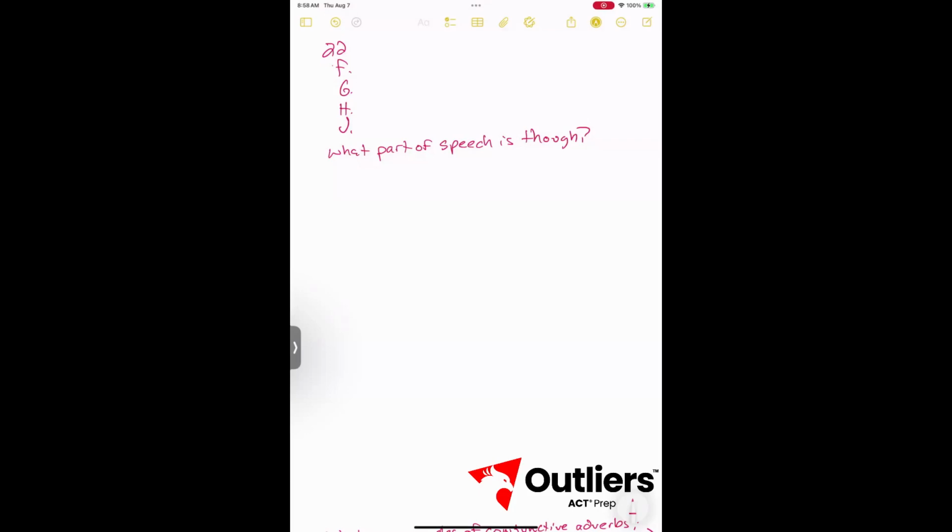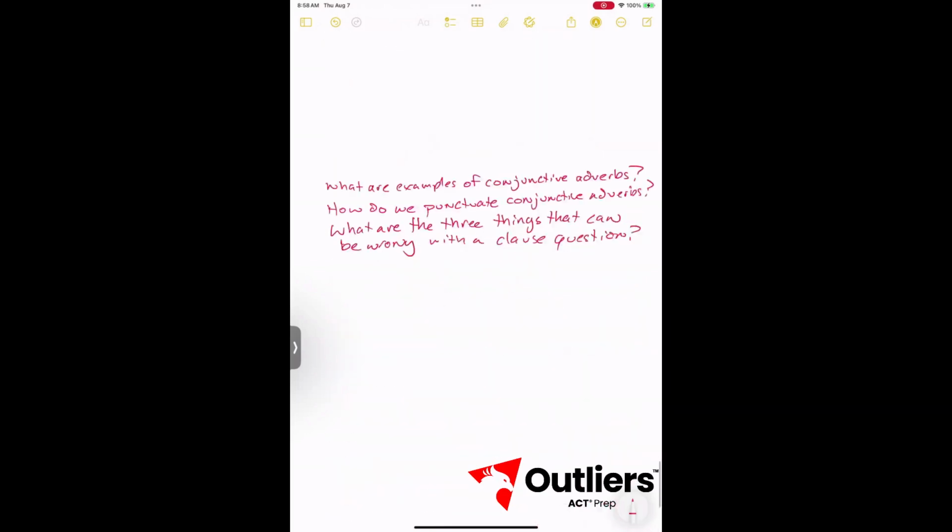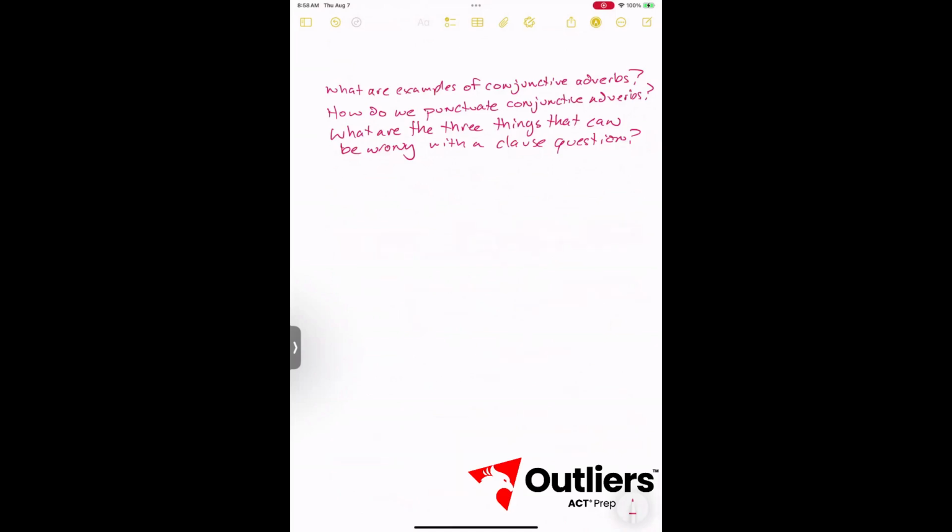What part of speech is though? Though is a conjunctive adverb. What are examples of other conjunctive adverbs? However, therefore, indeed, instead, likewise, furthermore. These are very useful in eliminating wrong answers fast. So if you do not have them memorized yet, please take the time right now, add it to your cheat sheet, and drill them right now before continuing in this video to ensure you will have this going forward.